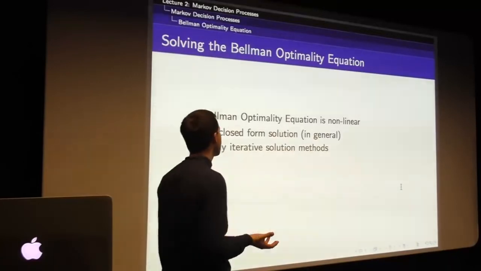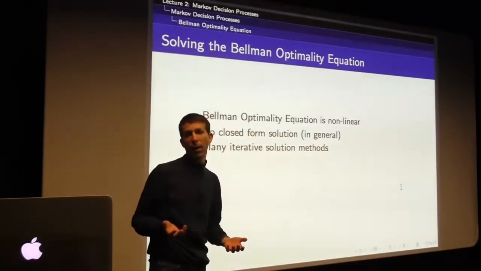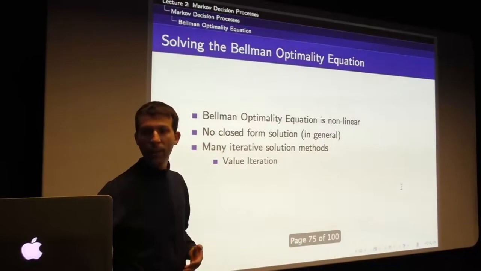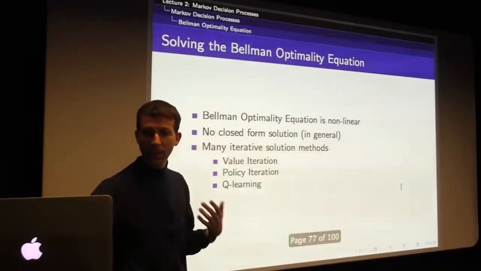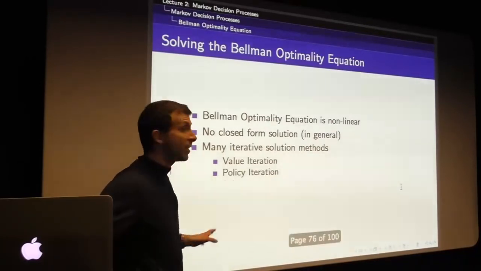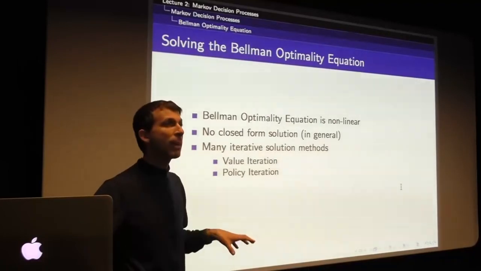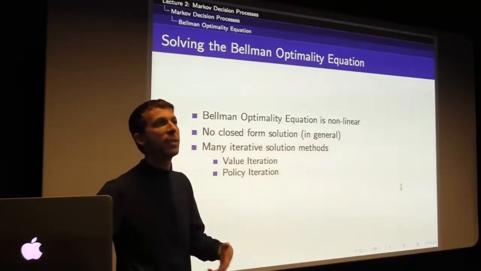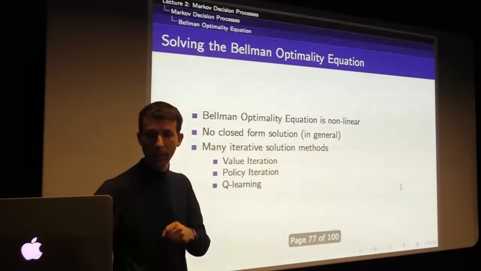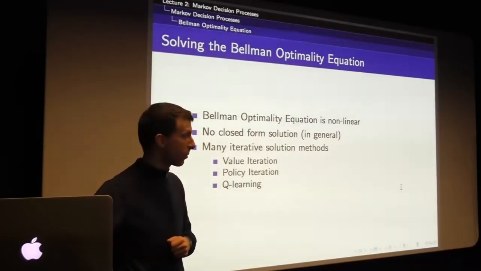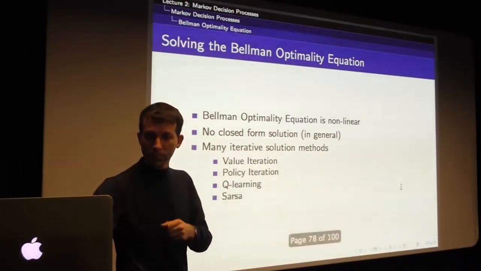And how do we be smarter? Well, using iterative solution methods, of which the best known examples are value iteration and policy iteration, which we'll talk about in the next class. These are dynamic programming methods for iteratively solving these recursive equations. And Q-learning, which we'll talk about in a subsequent lecture.